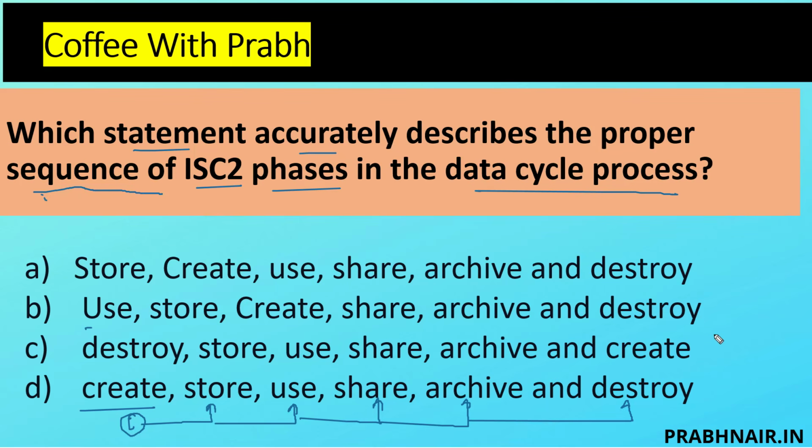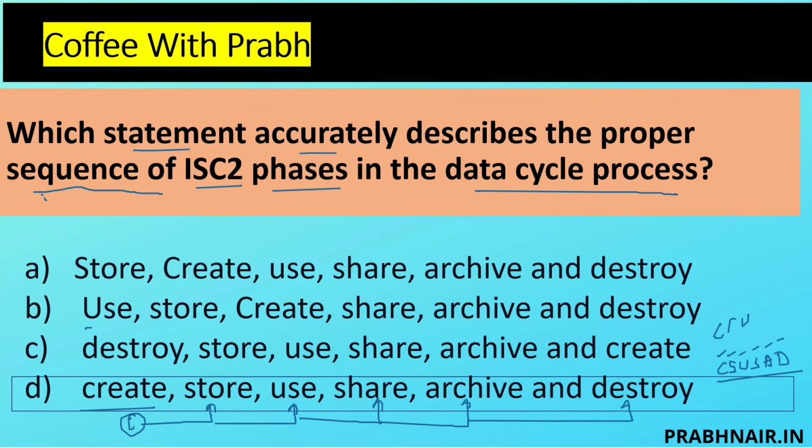So how to remember it: C S A D. The best way to remember: create, store, use, share, archive, destroy. That is why the answer is D for Delta. So this is the data lifecycle phase according to ISC2. Let's move to the next coffee shot.